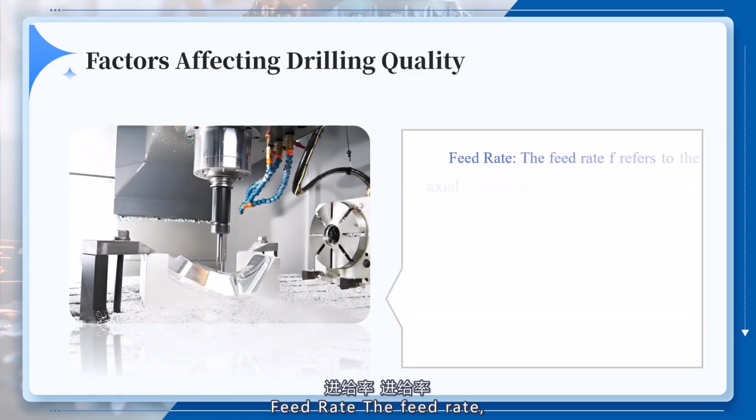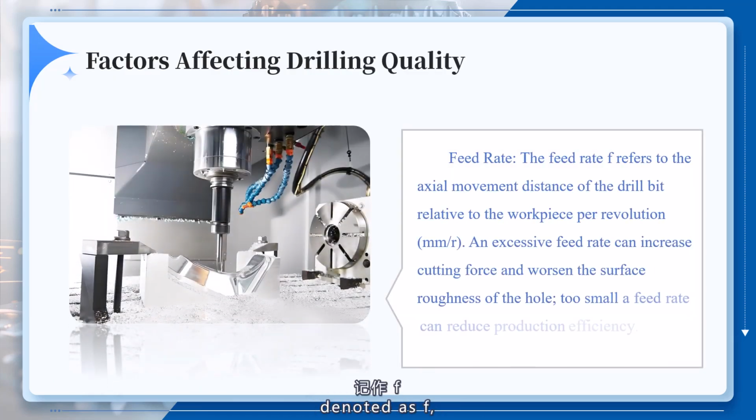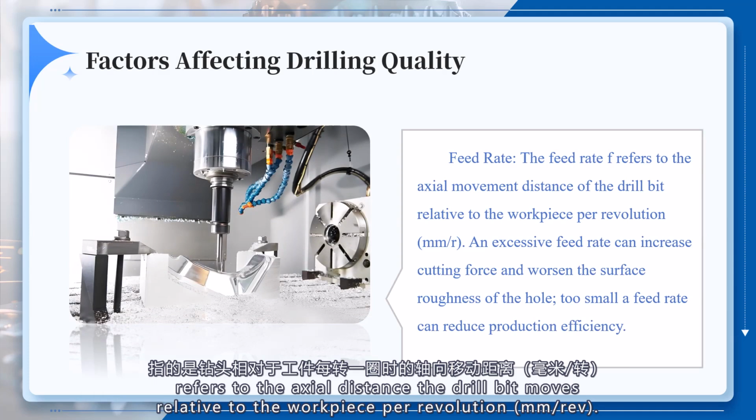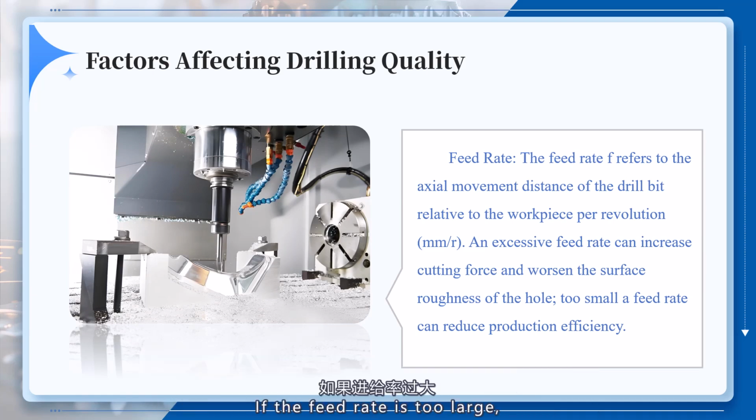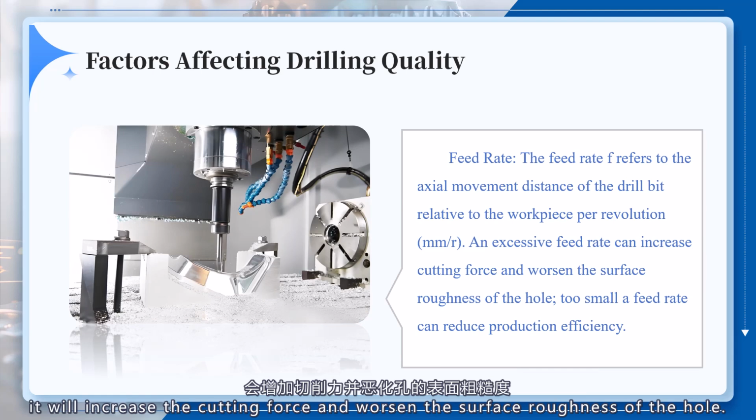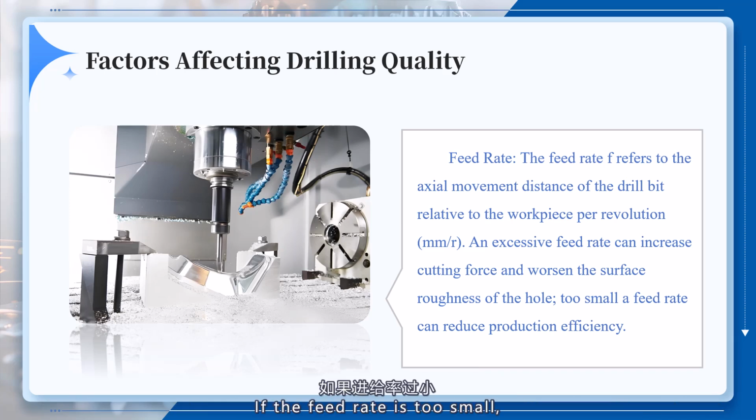Feed rate. The feed rate, denoted as f, refers to the axial distance the drill bit moves relative to the workpiece per revolution, in millimeters per revolution. If the feed rate is too large, it will increase the cutting force and worsen the surface roughness of the hole. If the feed rate is too small, it will reduce production efficiency.